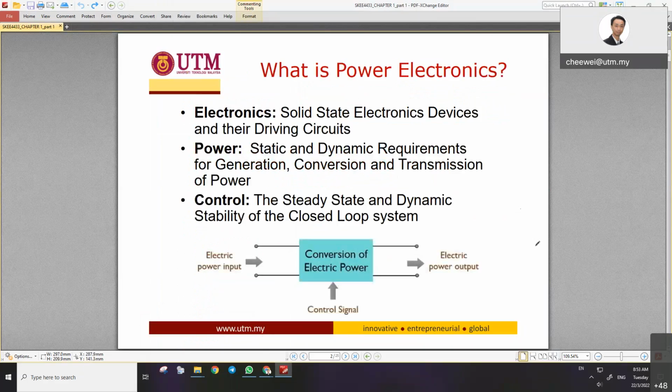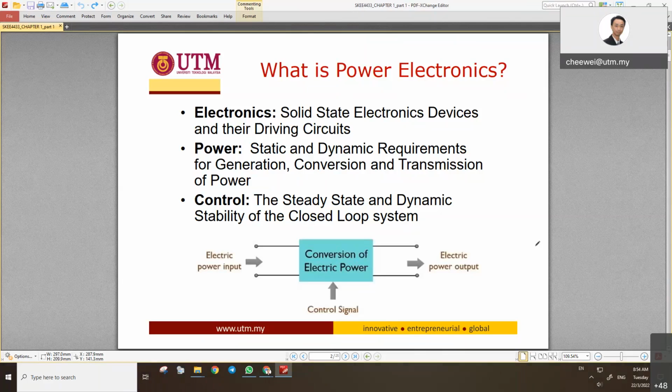So let's begin. What is power electronics? The name itself says that you have power as well as electronics. So what is that? Is it power or electronics? It's actually ranging from electronics to big power systems, a very, very large and wide area. So what is electronics here? It says that electronics means the solid state electronic devices and their driving circuit.